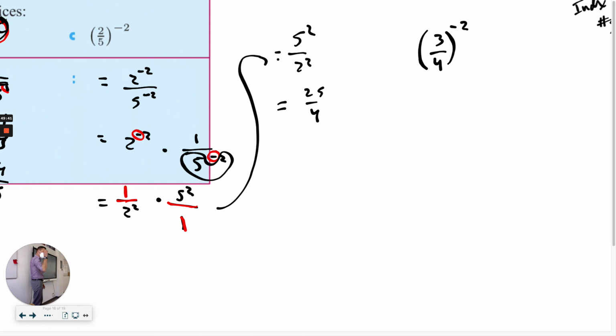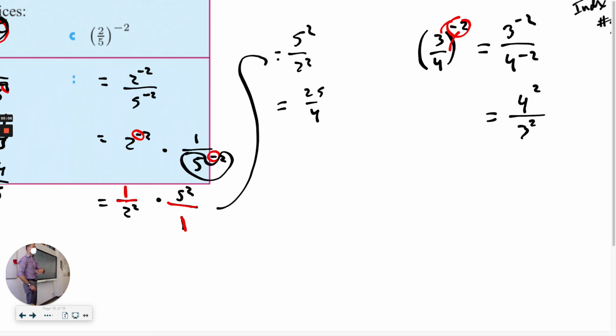The short way that eventually you'll do it is this. This distributes into here and here. This turns into 3 to the negative 2, 4 to the negative 2. This negative drags the 3 squared to the bottom and makes it positive. This negative drags the 4 squared to the top and positive. Done. That's the shortcut. That's what I want you to do eventually.